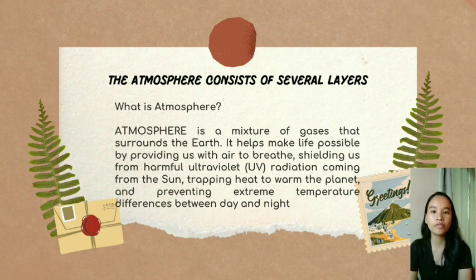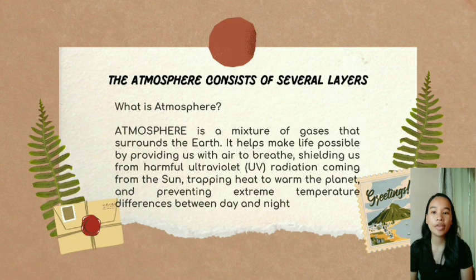We live at the bottom of a thin envelope of gases surrounding the Earth called the atmosphere, and it is divided into spherical layers. But before discussing those layers, let us first define what atmosphere is. Atmosphere is a mixture of gases that surrounds the Earth, and it helps make life possible by providing us with air to breathe and shielding us from harmful ultraviolet or UV radiation coming from the sun, trapping heat to warm the planet and preventing extreme temperature differences between day and night.